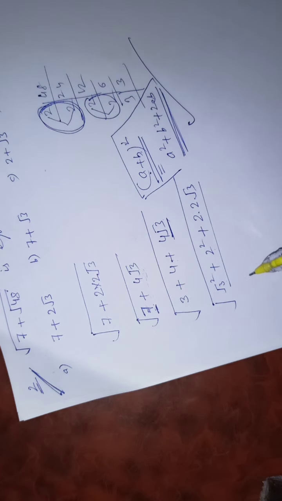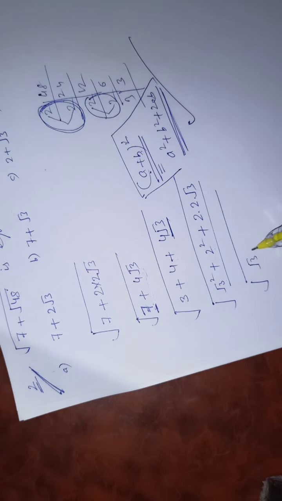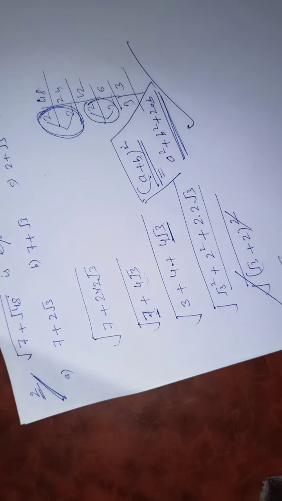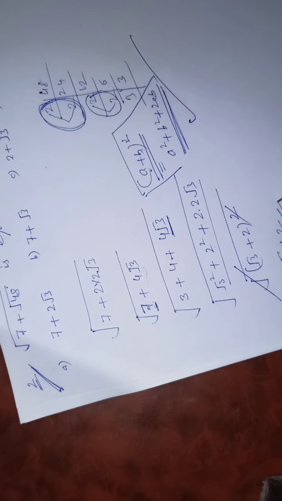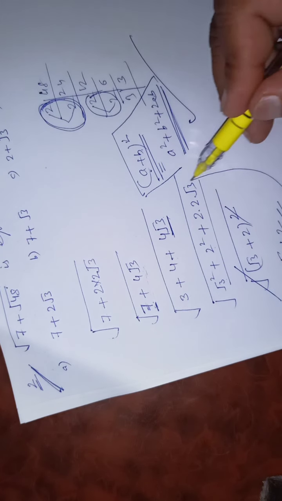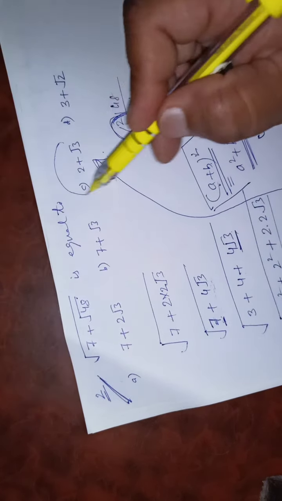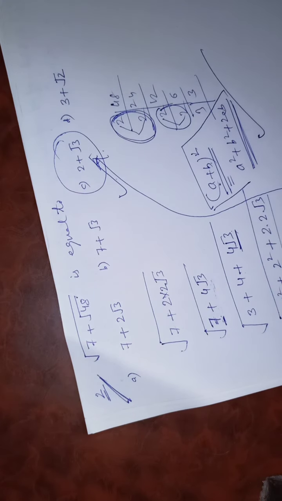So now this can be written as root 3 plus 2 whole square. Square can be cancelled with this root, so answer will be root 3 plus 2. You can see this one as here. So option C is correct. Okay, now we move to question number 3.